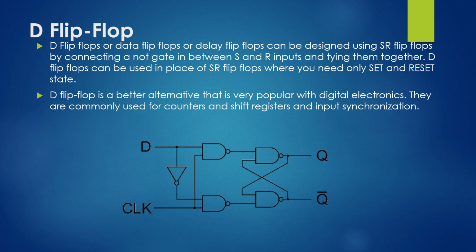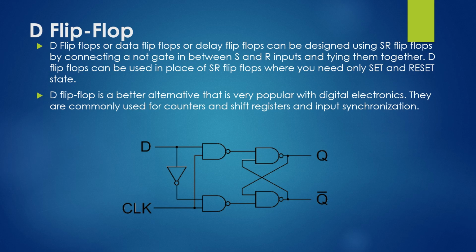The next type is the D flip-flop. D flip-flop, or data flip-flop or delay flip-flop, can be designed using an SR flip-flop by connecting a NOT gate between the S and R inputs and tying them together. A D flip-flop can be used in place of an SR flip-flop where you need only set and reset states. D flip-flop is a better alternative that is very popular in digital electronics. They are commonly used for counters, shift registers and input synchronization.